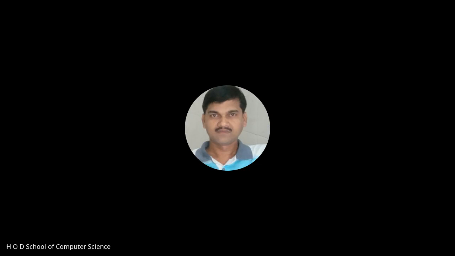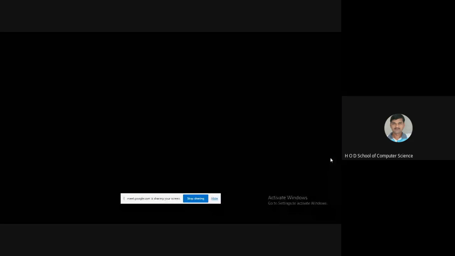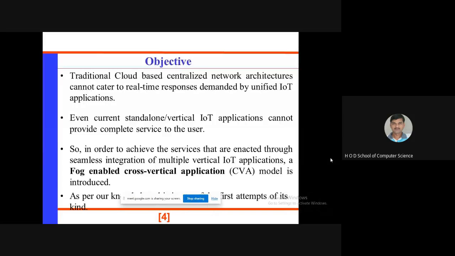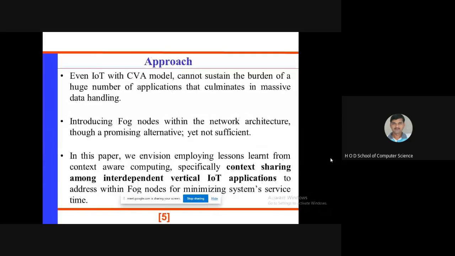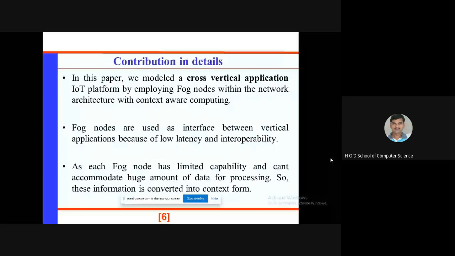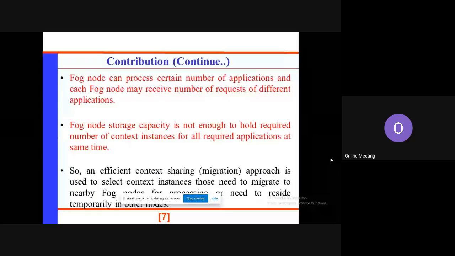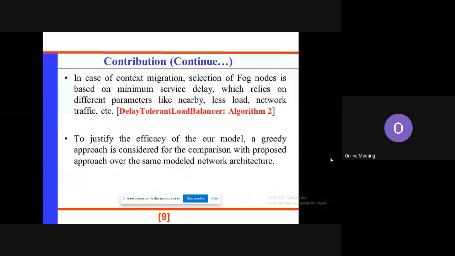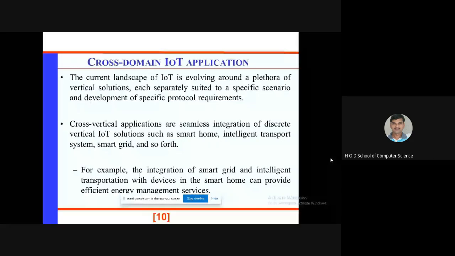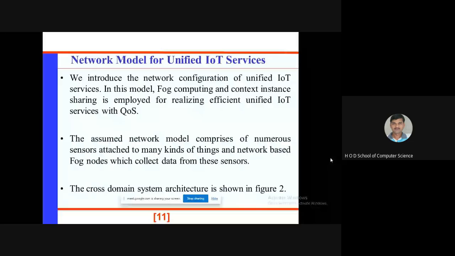Yes, sir. Yeah, so directly I will go to the model, then I'll come back to this one. Is it visible? Yes, sir, it is visible. Sir, should I start from the starting or go to the model directly?